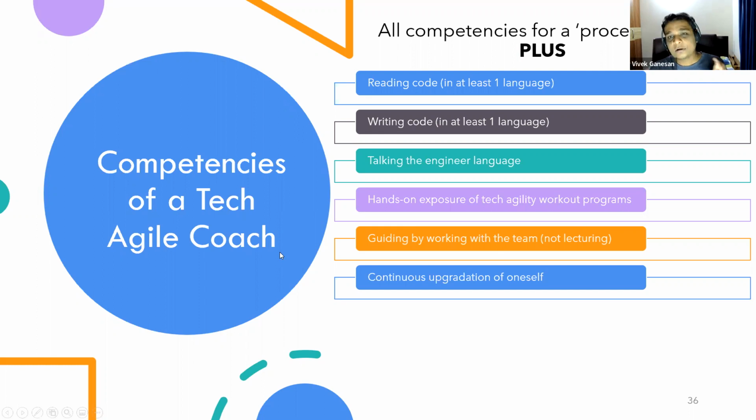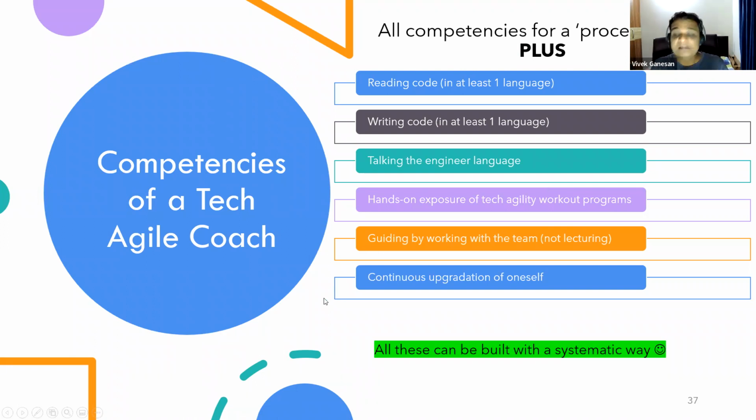These are the competencies. The interesting thing about competencies like this is they look very difficult to acquire, but all these can be built in a systematic way. So if you want to become a tech agile coach, it is very possible if you have a systematic way to do this. We'll talk about the systematic way also soon, right?